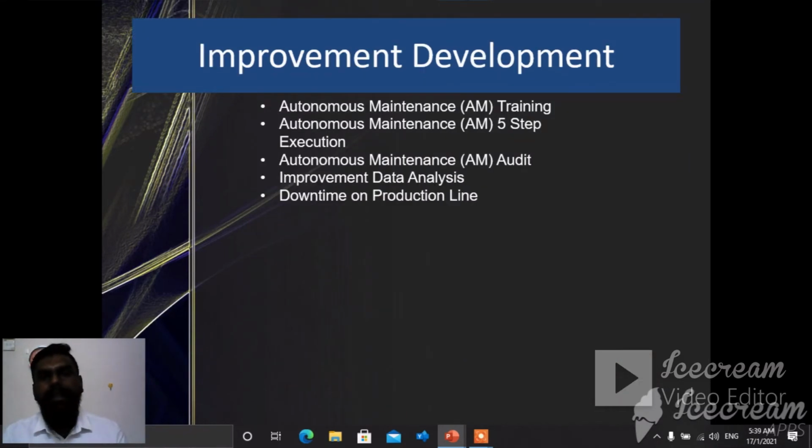Okay, this is the improvement development. The first one is autonomous maintenance, AM training. All the execution has been explained in the methodology. The engineers have given training to the operators about autonomous maintenance. The second is the autonomous maintenance 5-step execution. This is the part where they will be inspecting, then doing the cleaning, the lubricating system and everything. The third one is the autonomous maintenance AM audit.